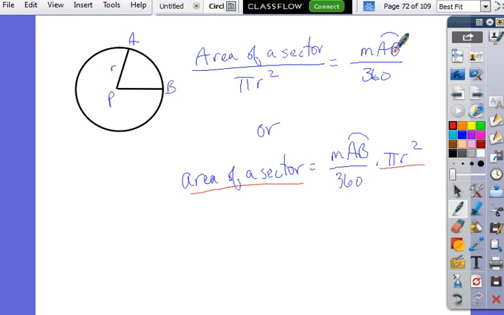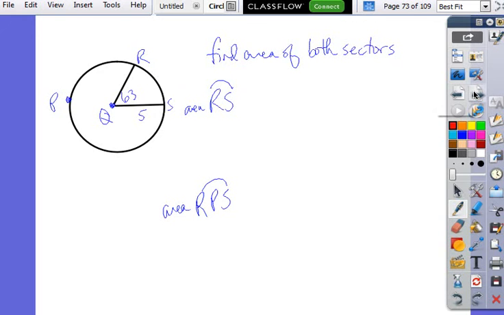All right, so this first one right here says find the area of both sectors. In other words, the little one and the big one. Well, RS is the little one. What is the rule if it says find the area of a sector? What did the last slide say? If it says find the area of a sector, you put the measure over 360.